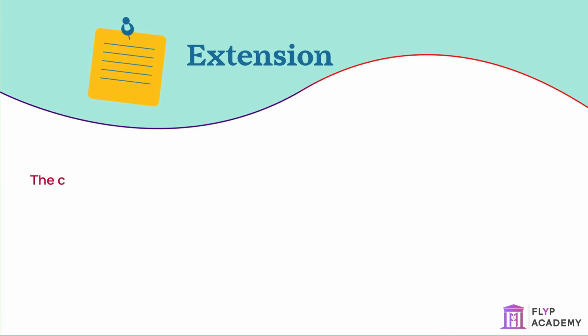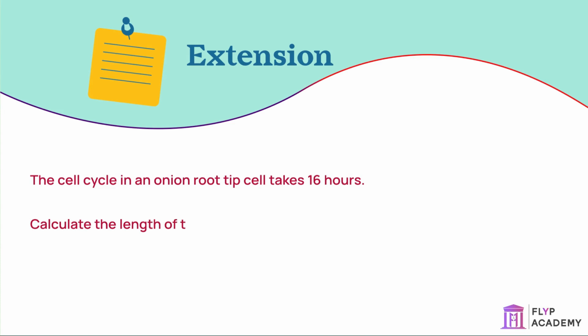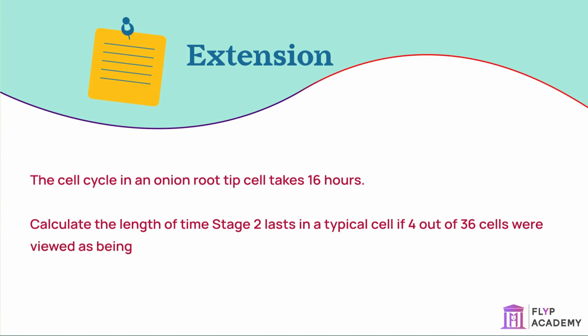Extension. The cell cycle in an onion root tip cell takes 16 hours. Calculate the length of time stage 2 lasts in a typical cell if 4 out of 36 cells were viewed as being in this stage.